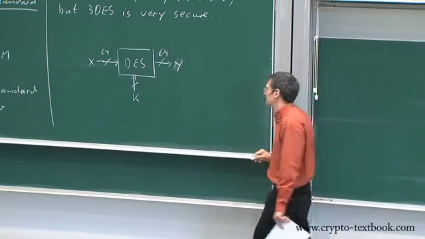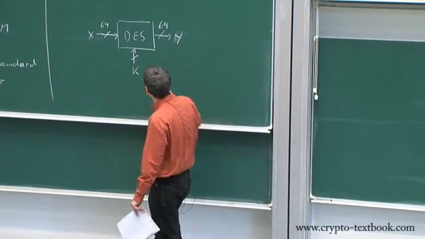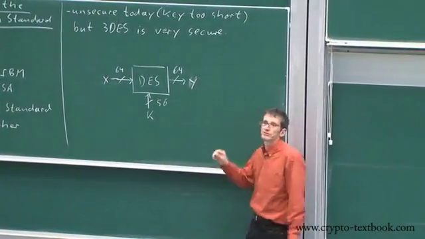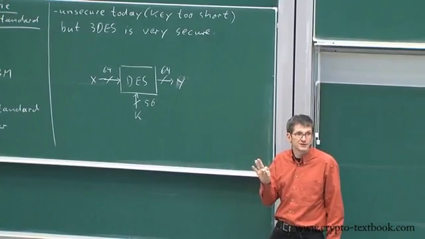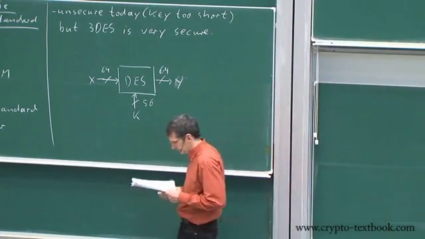Another very important parameter, probably more important than the block length, is the key size. And DES has 56 bits, and we're going to talk a lot about 56 bits, particularly next week. Next week we talk about the security of DES, okay?